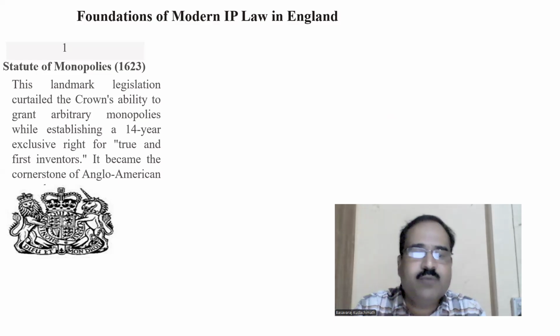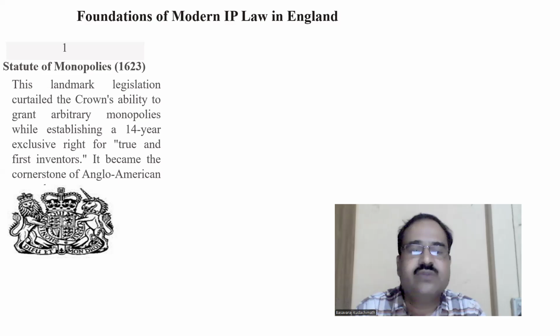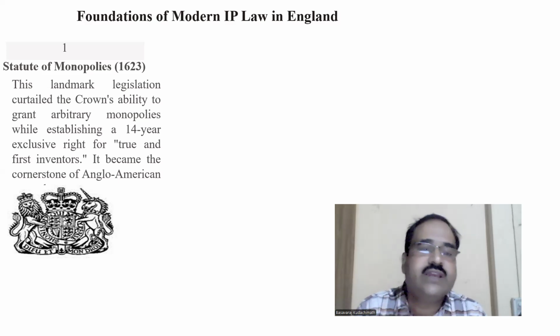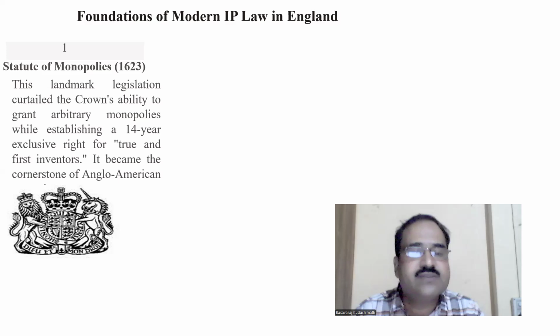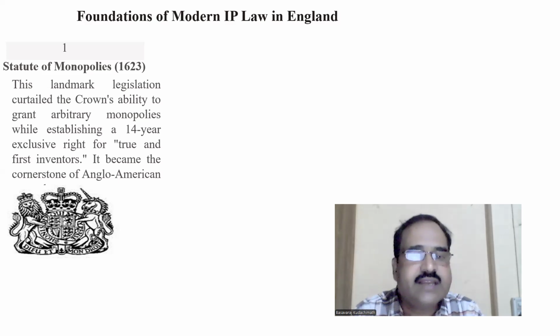The monopolies which the crown was granting were objected to, and the crown's monopolies were authorized only for 14 years. A monopoly could be established by people who innovate any kind of new thing, and for the next 14 years they are the only ones to enjoy it. This landmark legislation curtailed the crown's ability to grant arbitrary monopolies while establishing a 14 year exclusive right for true and first inventors. It became the cornerstone of the Anglo-American Patent Act, in the year 1623.